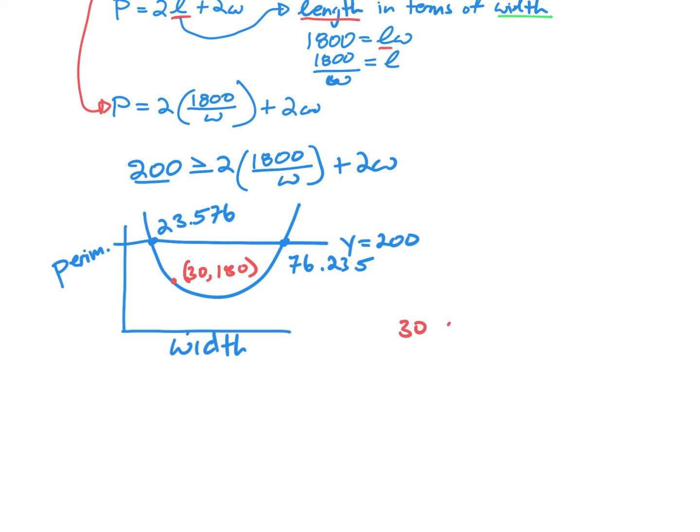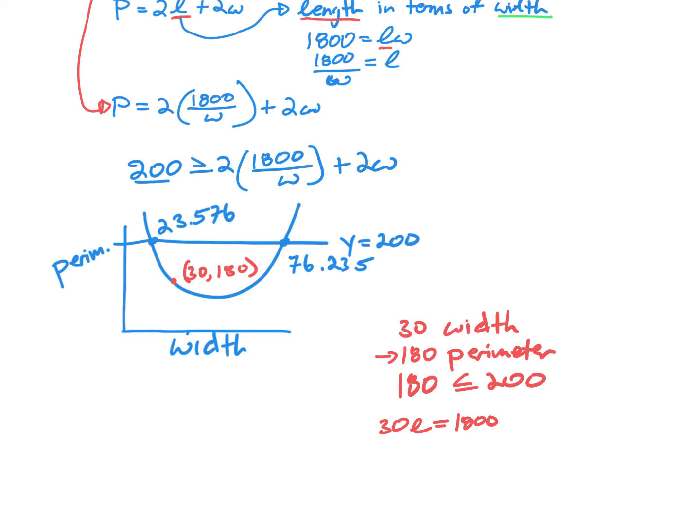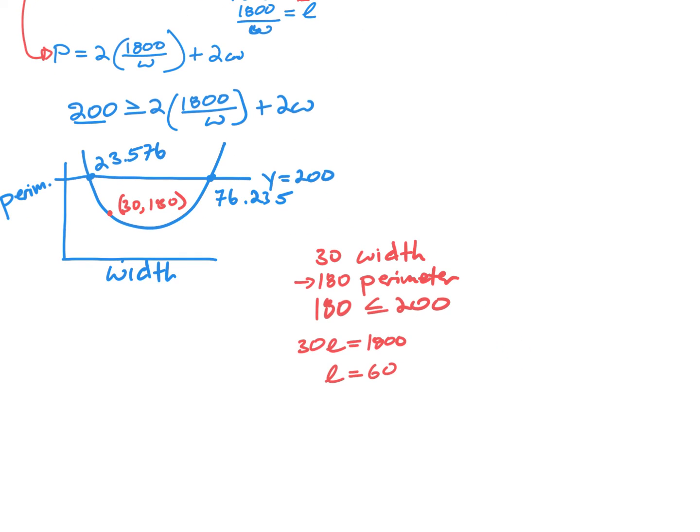Well, the 30 is the width, and the 180 is the perimeter, right? So 180 is definitely less than 200, right? So now what would be the length that goes with that? Well, 30 times length equals the area, which is 1800. If I were to solve this, I would come up with 60, and then I can check that 2 times 60 plus 2 times 30 does in fact give me a perimeter of 180.